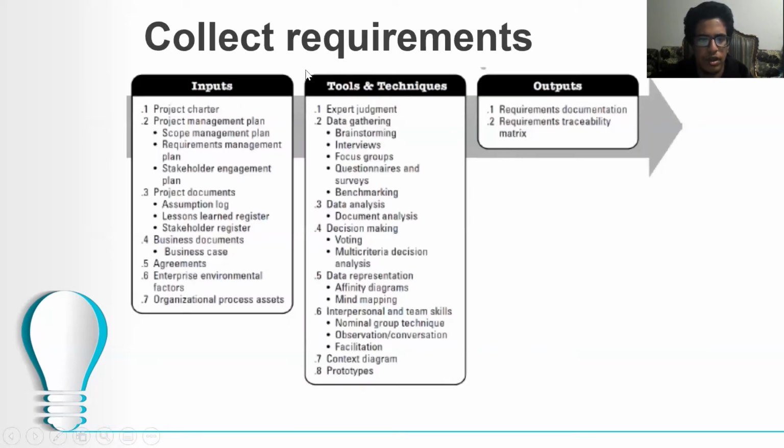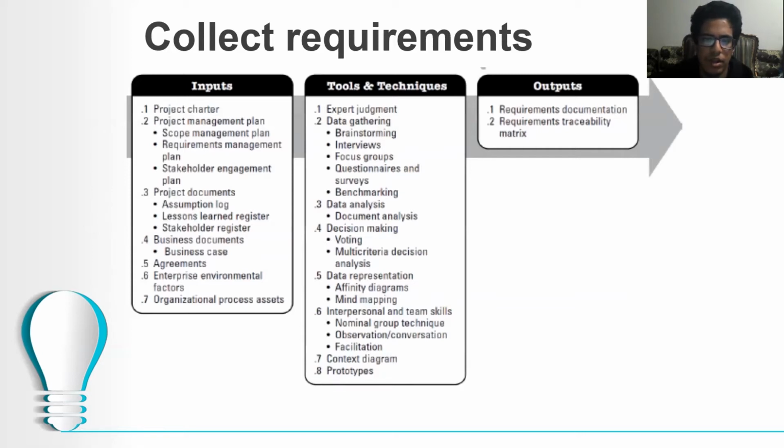Collect requirements. The inputs of collect requirements are, first, the project charter; second, the project management plan, including the scope management plan, requirements management plan, and stakeholder engagement plan. Third are the project documents, which include the assumption log, lessons learned register, and stakeholder register. The fourth input is business documents, which include the business case. The fifth is agreements. Sixth is enterprise environmental factors. Seventh is organizational process assets.